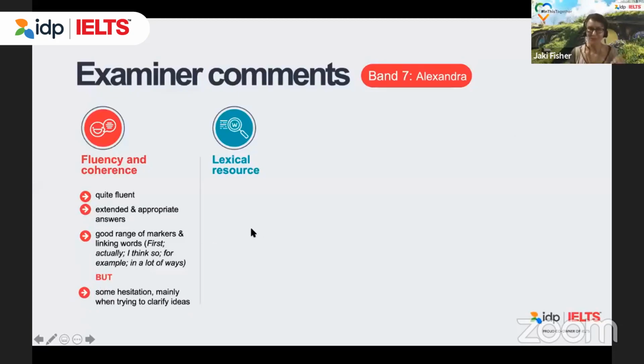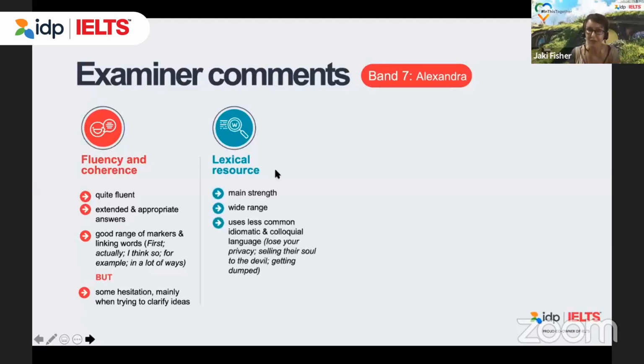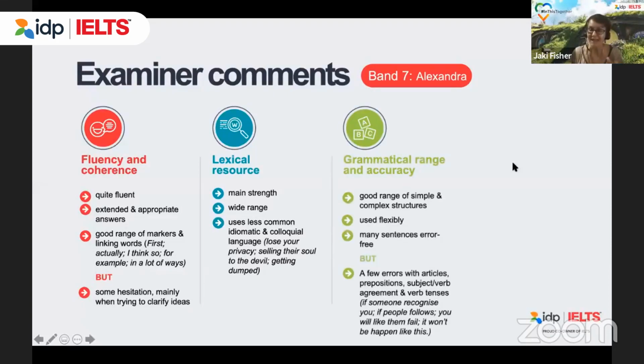7 is good. So her vocabulary was good. Right? She had some nice, unusual phrases. Lose your privacy, sell your soul to the devil, the paparazzi, she said. Yeah, so this was good. So every time you use something unusual, the examiner will notice that. Then her grammar, she had a range of sentences, not all short, simple ones. She had some mistakes though.